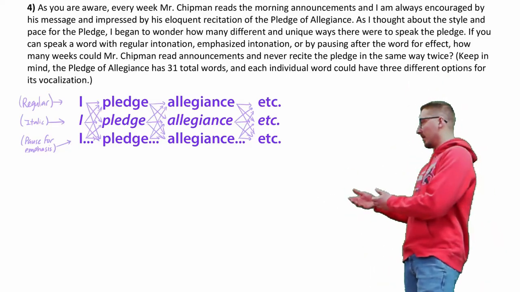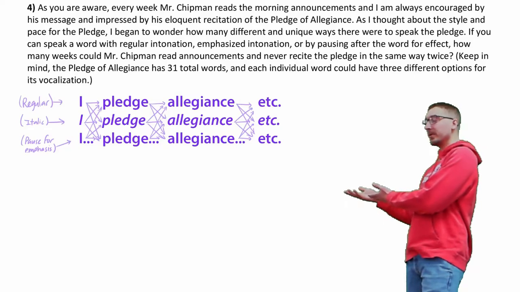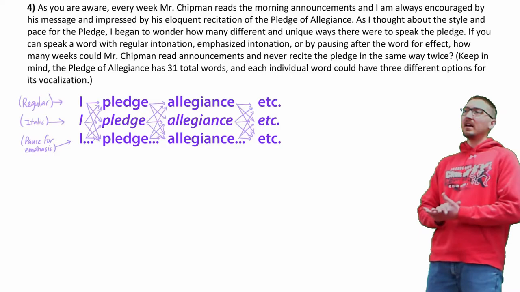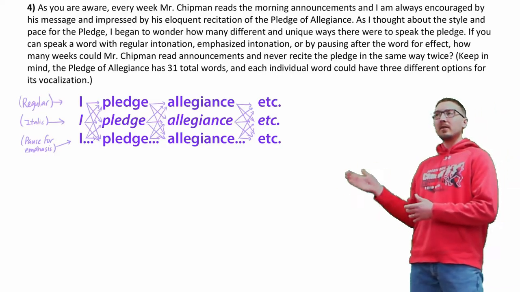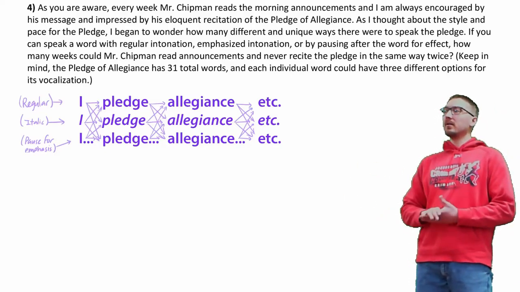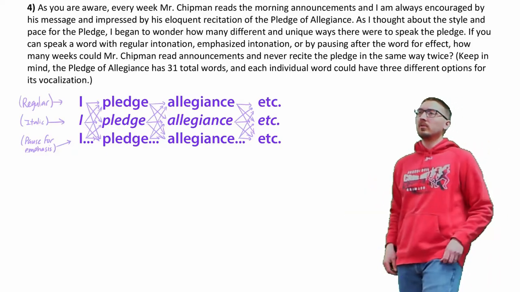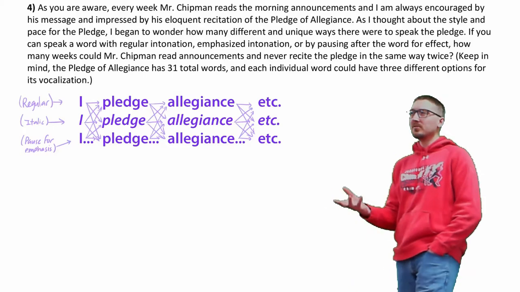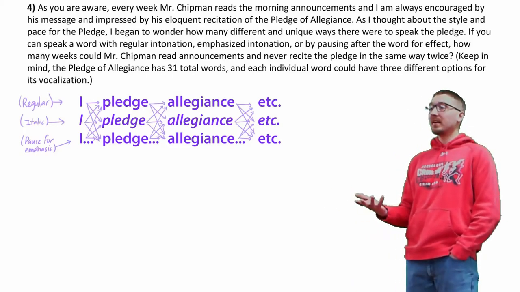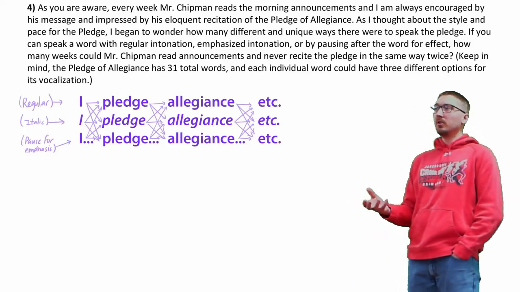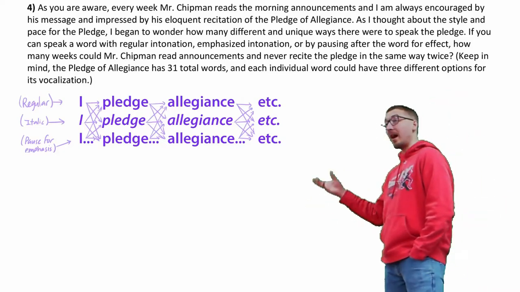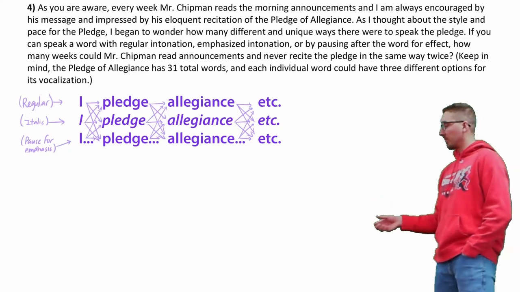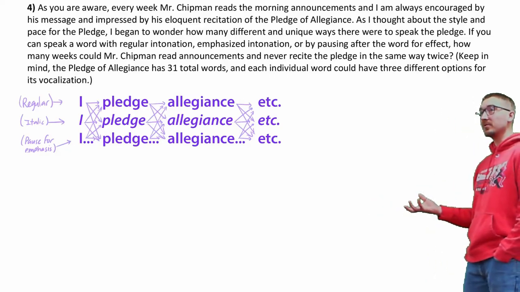Similar to the code, the PIN number, you have all of these different words and you have different ways to emphasize those words. So, I pledge allegiance to the flag. In total, we have 31 different words in the Pledge of Allegiance. Now, because those three ways to emphasize each word are there, you have three different ways to say the word I, three different ways to say the word pledge, three different ways to say the word allegiance.